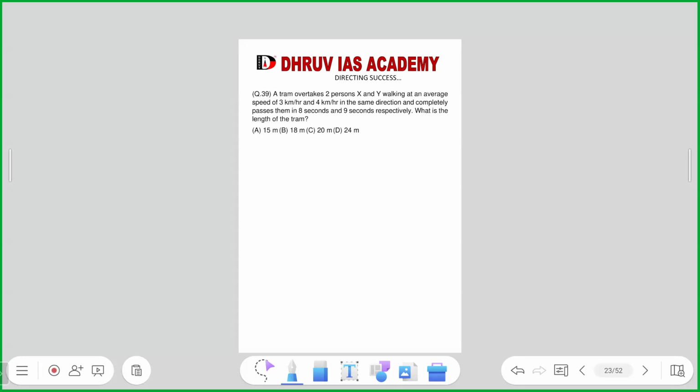So like in this case, see, a tram overtakes two persons X and Y walking at an average speed of 3 km per hour and 4 km per hour in the same direction and completely passes them in 8 seconds and 9 seconds respectively. What is the length of the tram? So this question is based on the concepts of trains crossing in the same direction, opposite direction, etc. Okay, so here we have to find out the length of the tram. Again, the speed of the tram is also not given, so we'll have to assume the speed of the tram also.